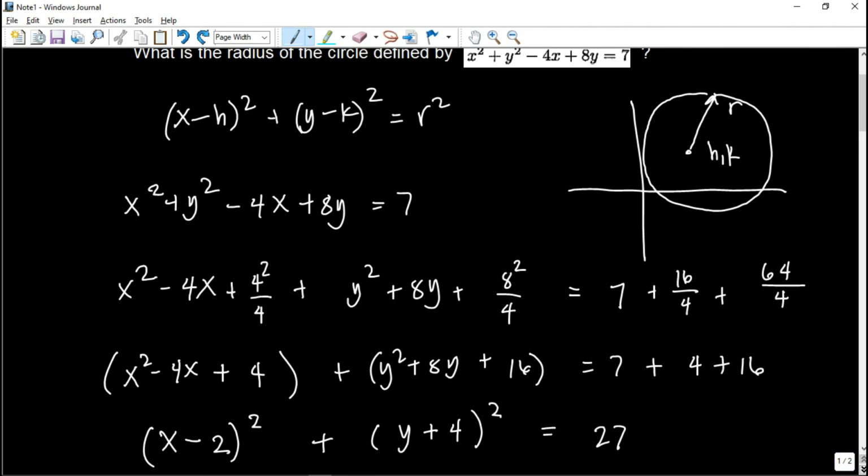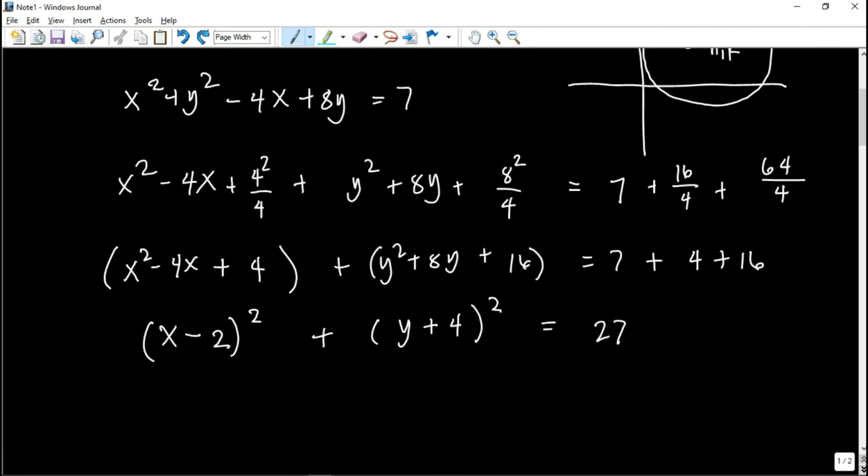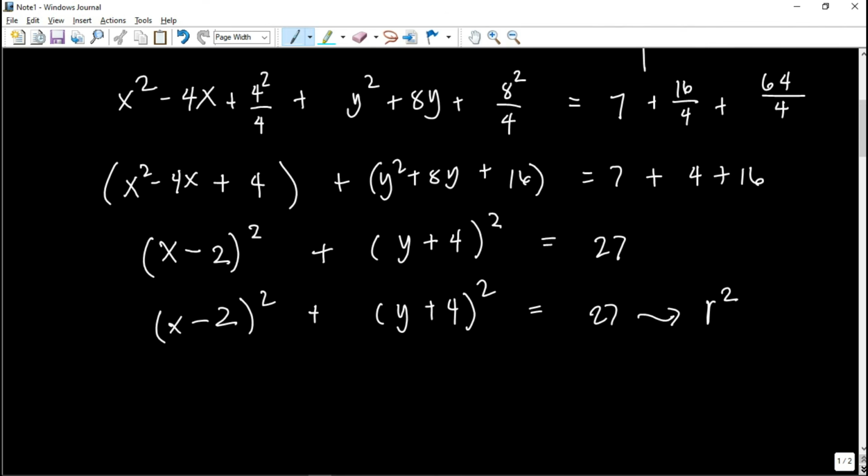So from this form, r is squared, so we should express this in terms of squared. So (x minus 2) squared plus (y plus 4) squared, and you have here 27, which should be expressed as r squared. So r squared is equal to 27. So r is the square root of 27, and that is equal to 3 times the square root of 3. So this is now the radius of this circle.